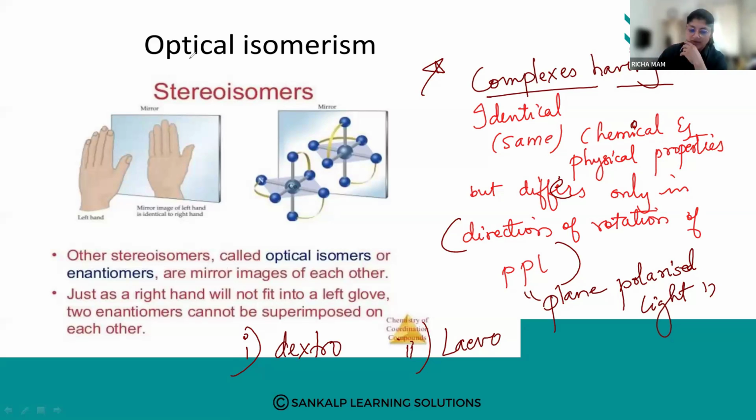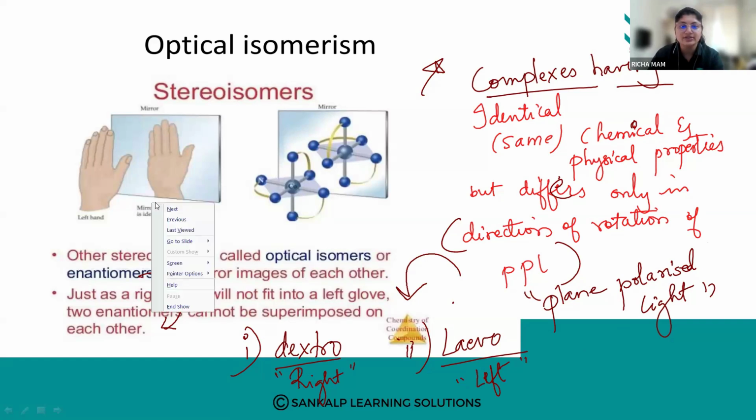So here two types of possibilities are there. Let us discuss. What is dextro? If the plane polarized light is turned to the right side, clockwise, it gives rise to dextrorotatory. If the plane polarized light turns to the left-hand side, or anticlockwise, it gives rise to levorotatory. Left side, not light. So in this, two types are there.